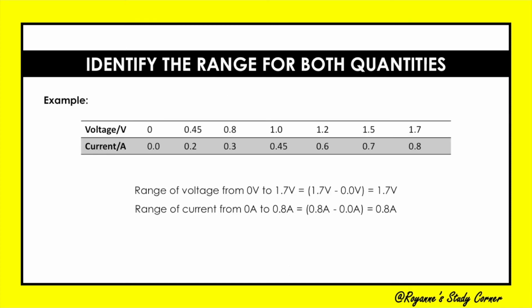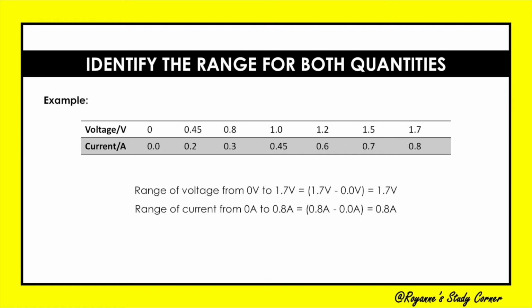So we have that one thing down. Now, our next step is to identify the range. The range is essentially how far the values are spread out. I'm giving a very poor definition here, but it's essentially the span of the values. So if you look at voltage, you'll see that voltage goes all the way up to 1.7 and current only goes up to 0.8. So voltage has a larger range of values and current would have a smaller range of values.